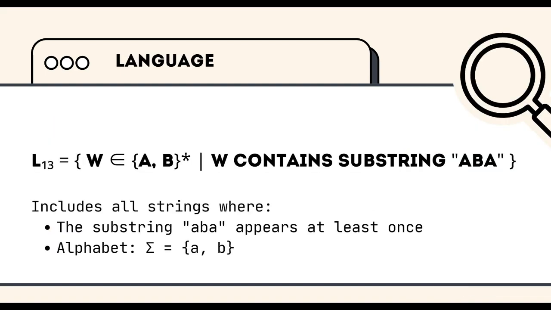Let's look at our language L sub 13. This language includes all strings from the alphabet A and B that contain the substring ABA at least once. In other words, any string with the letters ABA appearing together in that order somewhere in the string belongs to this language.